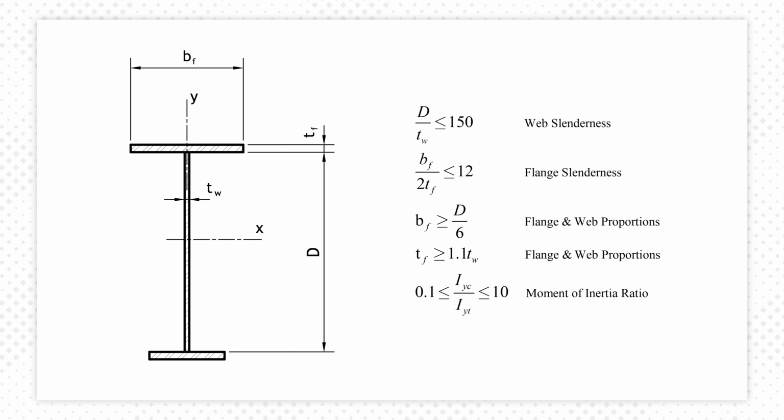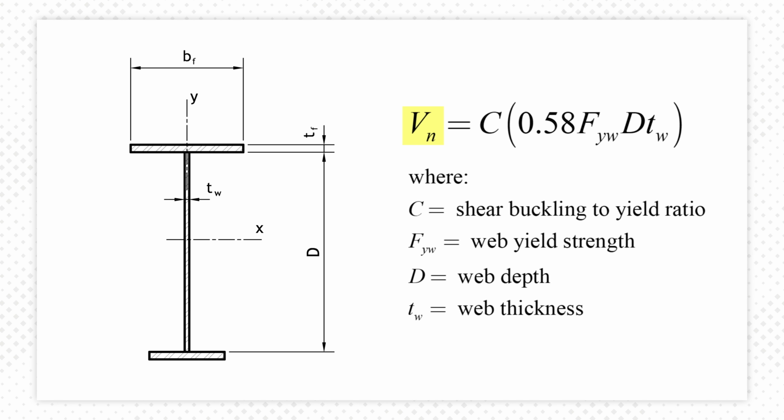In order to keep beams performing as anticipated, AASHTO has several member cross-section proportional requirements. These are based on experience, testing, and local buckling calculations. The shear strength V sub n of an unstiffened web is given by this equation, where C is the shear buckling to yield ratio, F sub yw is the web yield strength, and D and T sub w multiply to give the area of the web.